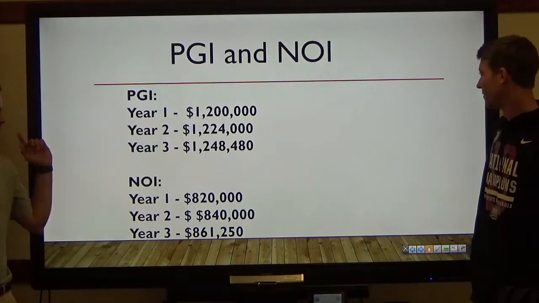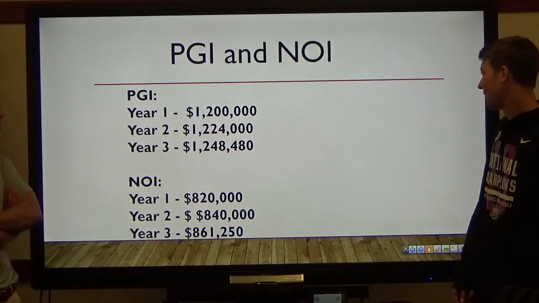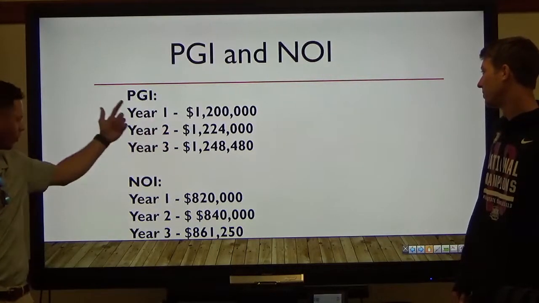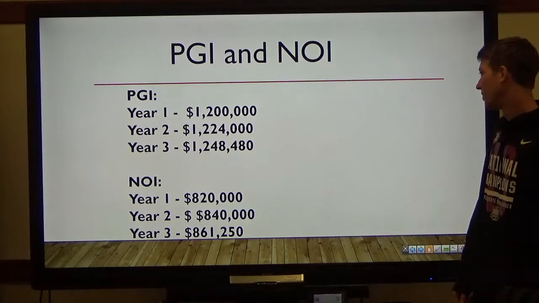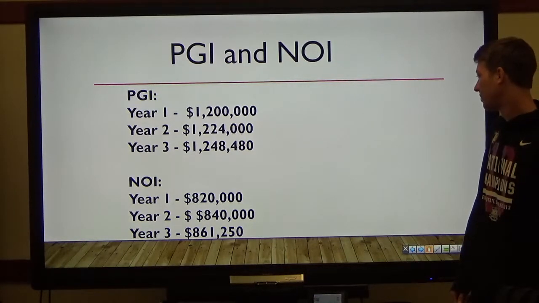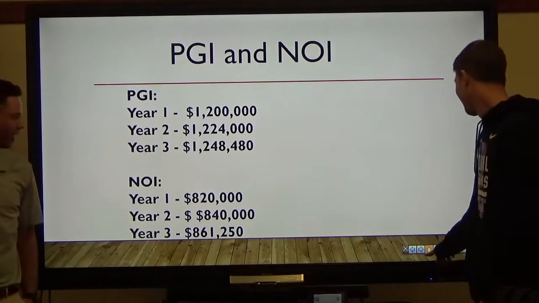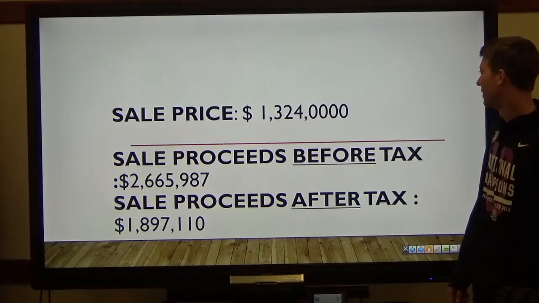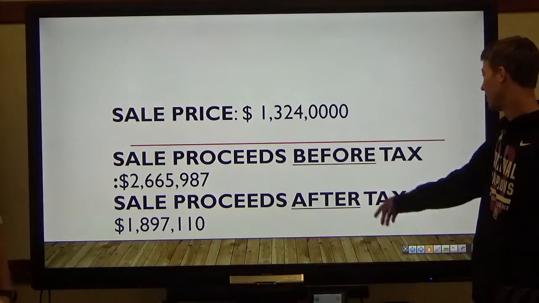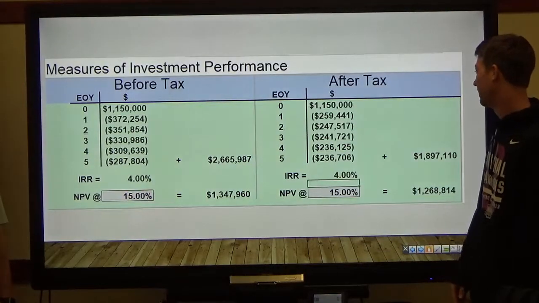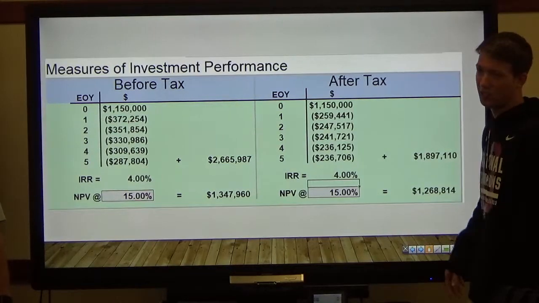Okay, next. So we have some potential gross incomes and our NOIs, and you kind of see our 1% growth rate of NOI. We got double money in year 2 of the NOI, the $840,000. All we see is dollar signs for the most part. Okay. Sale price 1.3 million. Sale proceeds before taxes. Sale proceeds after taxes. We decided to keep this one as a screenshot because we liked how it looked.